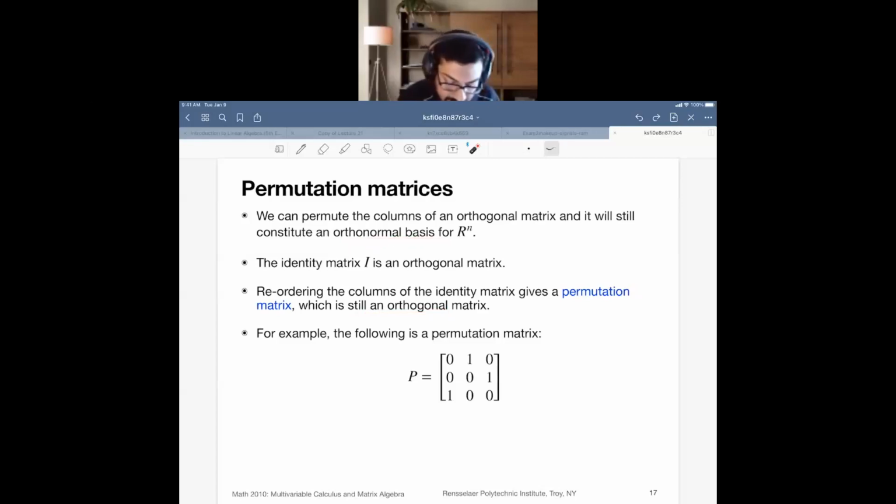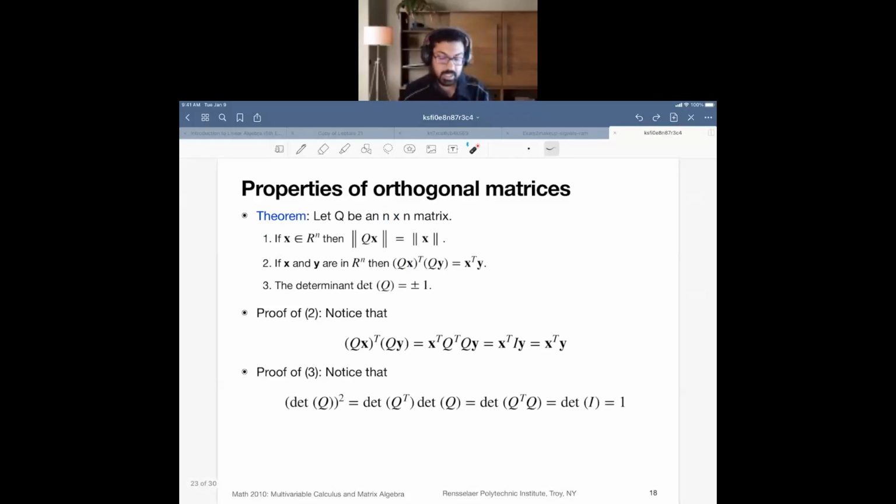So if you have an identity matrix, you can switch around the columns. So here we have placed the first column in the second column place, the second column in the last column place, and the last column we have brought up front to make it the first column. So this is going to be a permutation matrix that corresponds to a 3x3 identity matrix. So still you get an orthonormal basis for R to the n. Permuting columns.